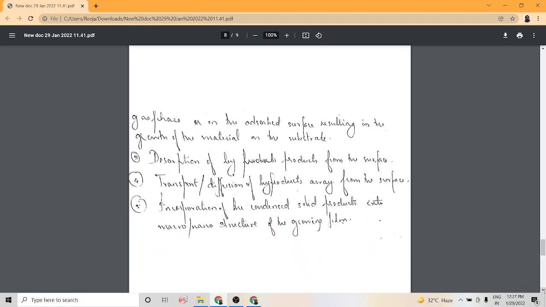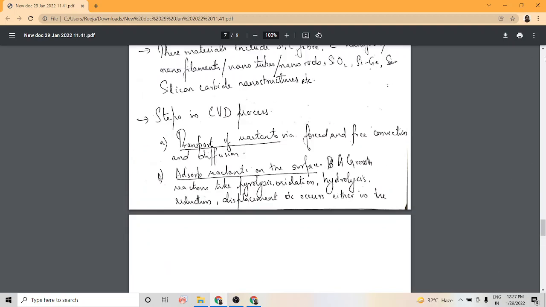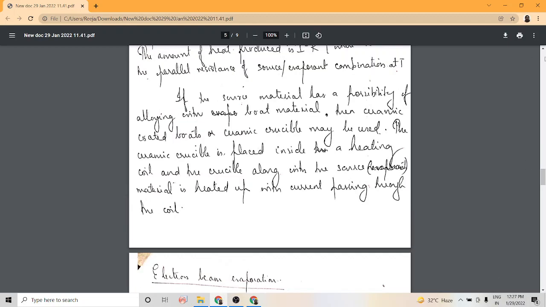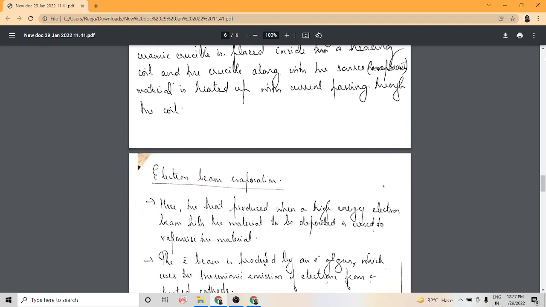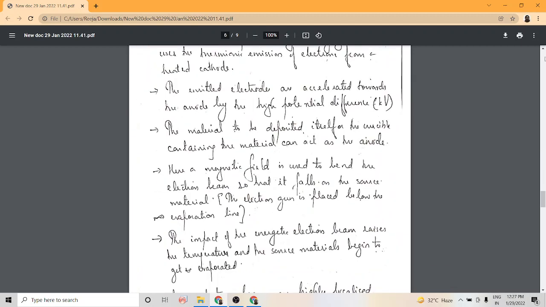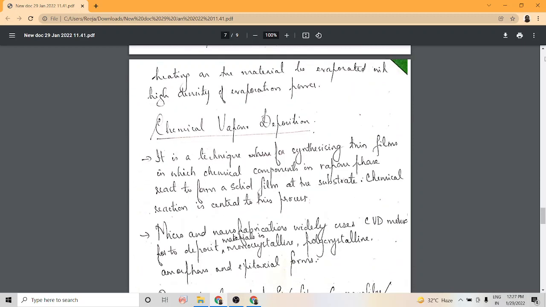Okay, so in this session, we have discussed the evaporative deposition technique, which involves the resistive heating technique and the electron beam evaporation technique. And we have learned the next technique, that is chemical vapor deposition, where the reactant molecules in the gaseous phase undergo a chemical reaction to form the solid materials which will incorporate themselves to form the thin film on the substrate.